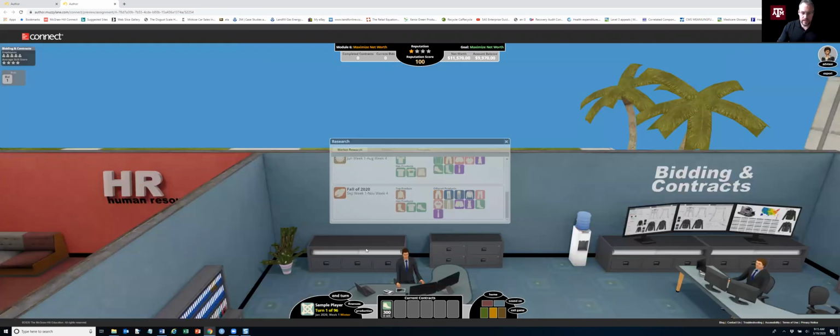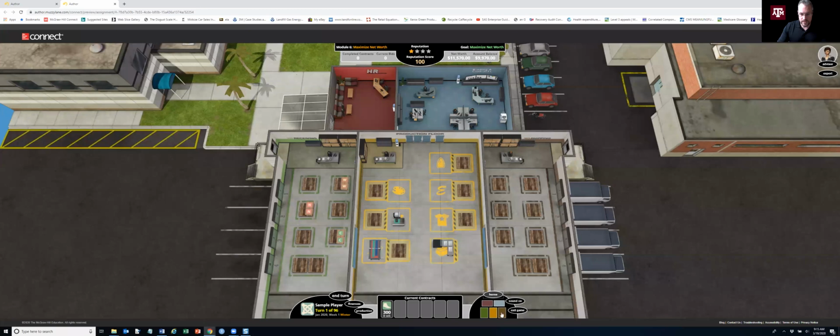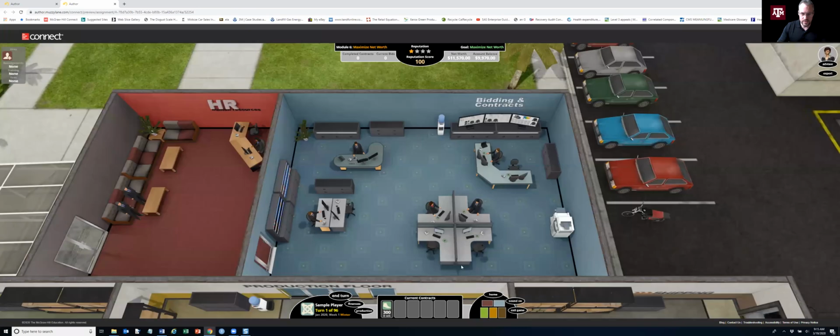What else do we have going on? Well, let's go back. So I'm going to use my master button here to go back home, which means show me all the departments. Now, of course, you also have shortcuts to each department here. So here's HR, bidding and contracting, and here's receiving.